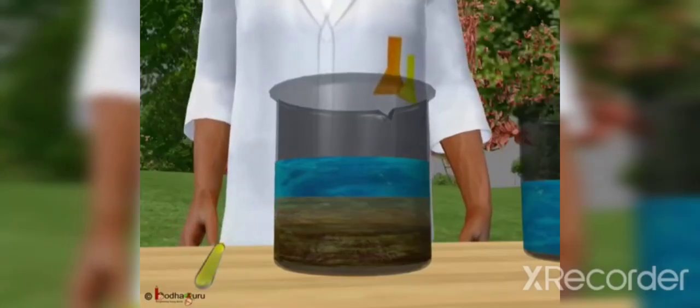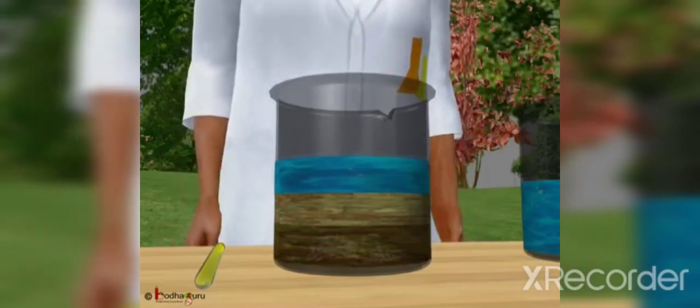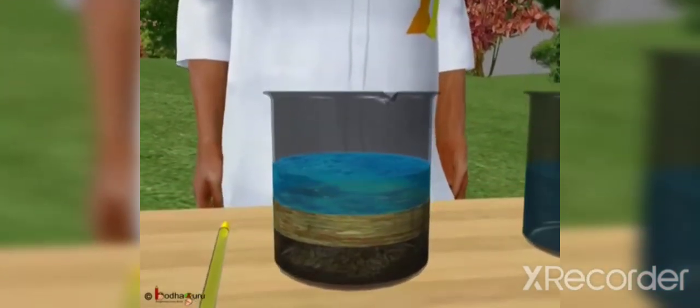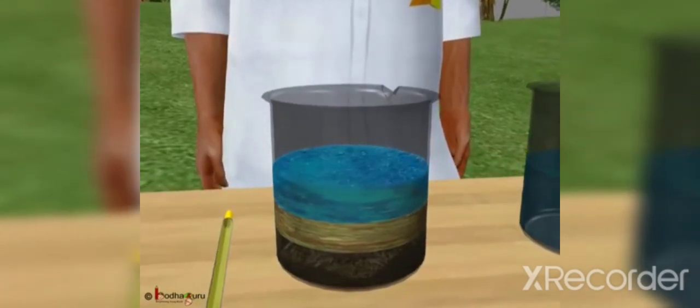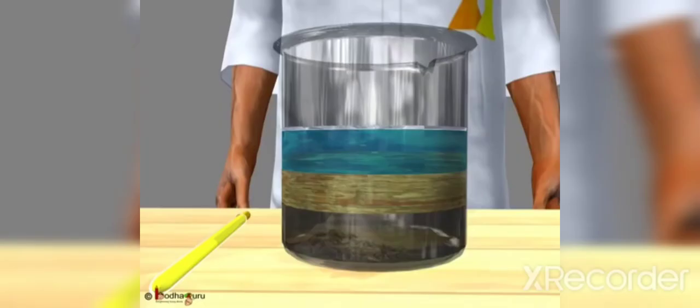Look, 3 different layers are formed. These layers are formed from different particles of the soil. The bottom layer consists of small gravels, that is stones and pebbles. Above that is the sand layer, and above the sand layer there is a layer which consists of particles which are smaller than sand. This is called clay. So clay is the smallest particle in the soil.